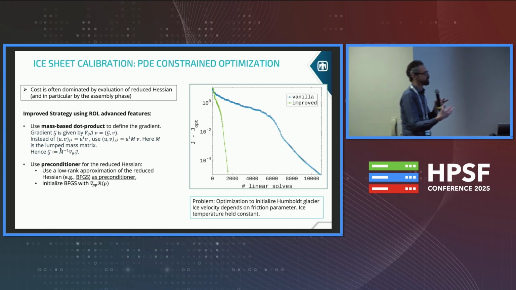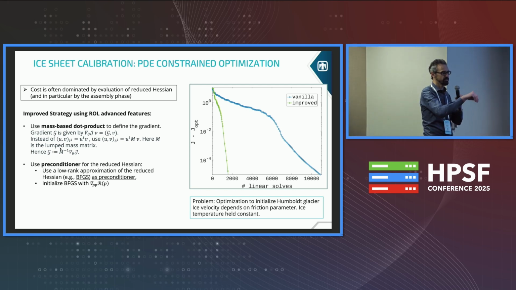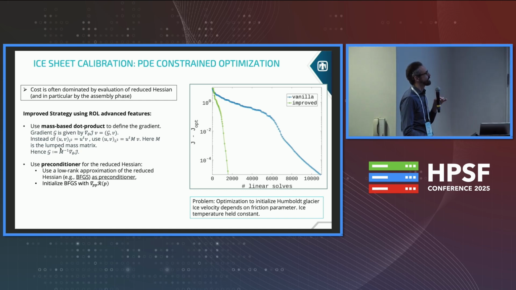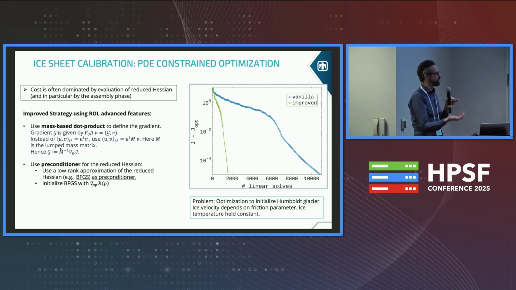you can use an inner product based, for example, on the mass matrix, which encodes the geometry. This is particularly important if you have non-uniform meshes, because different parts of the mesh have different degrees of freedom, have different meaning, and so this helps a lot. The other thing that we did was to use a preconditioner based on BFGS to precondition the reduced Hessian, and another trick that's typically very useful is to initialize the BFGS with the Hessian of your regularization term.